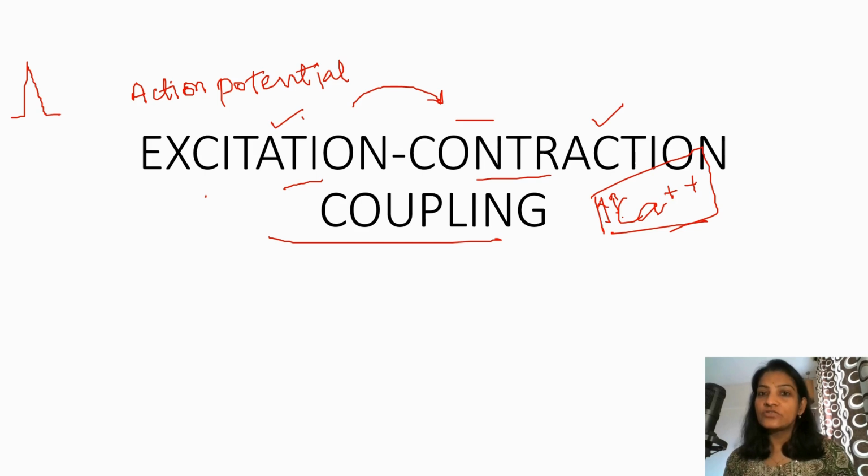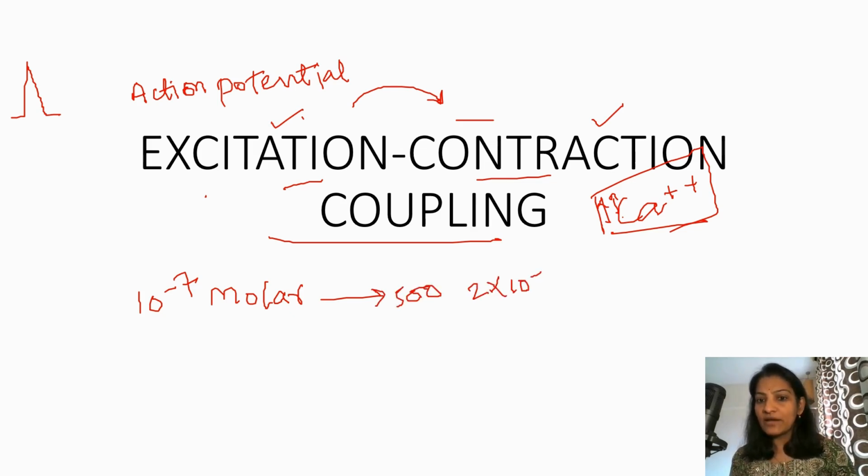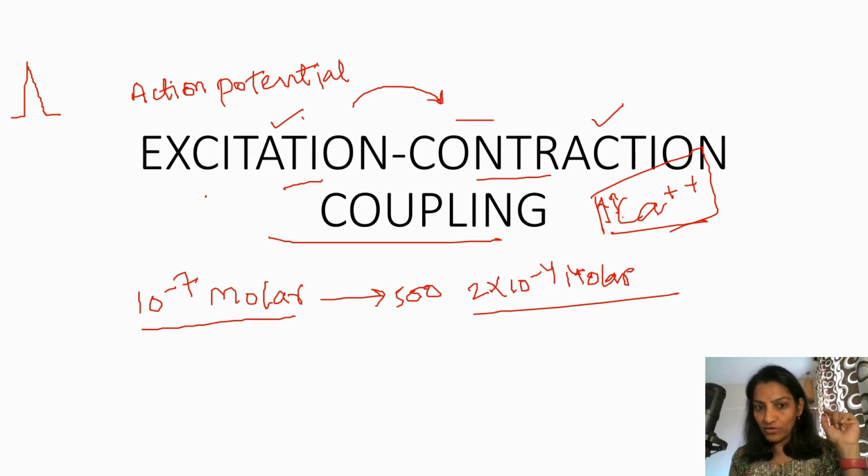called excitation contraction coupling. So basically, in a muscle cell cytoplasm, the calcium ion concentration is 10 raised to power minus 7 molar, and it will become 500 times higher and reach 2 into 10 raised to power minus 4 molar concentration for the contraction to be generated. At 10 raised to power minus 7 molar, the muscle is in relaxed condition. But when the concentration reaches 500 times higher, 2 into 10 raised to power minus 4 molar, the contraction will take place.